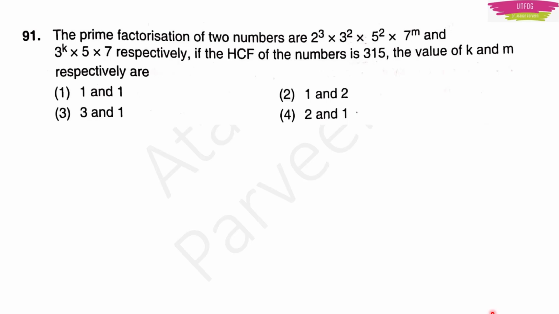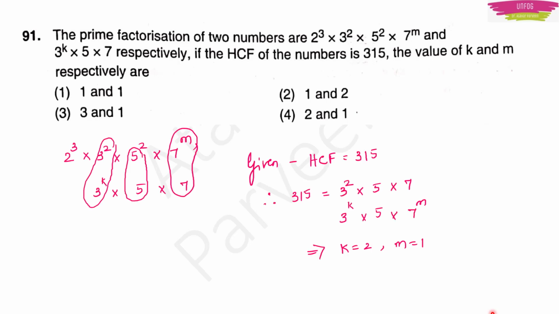To solve this type of problem, we should know the basic concept that when we take out the highest common factor, we take the common numbers, correct? So here I have 3 square and 3 to the power k. I will take one 5, which is common, and 7 to the power m and 7. That I will have to equate with 315, because that is what they have given in the question. So when I match 3 square and 3 to the power k, I understand that k should be equal to 2, correct?